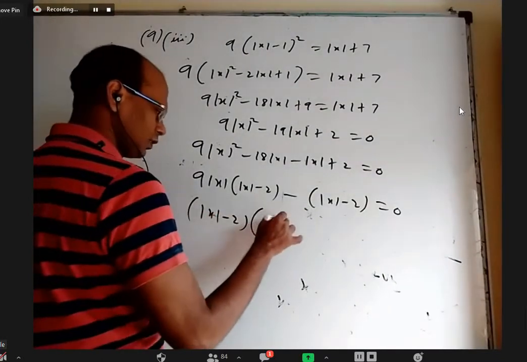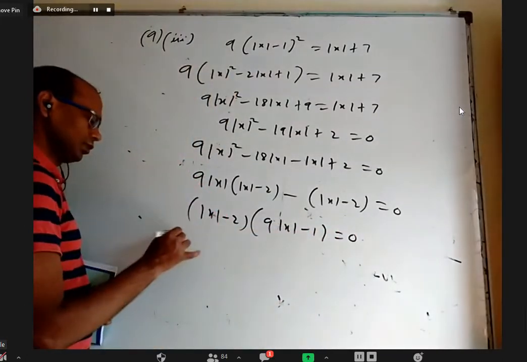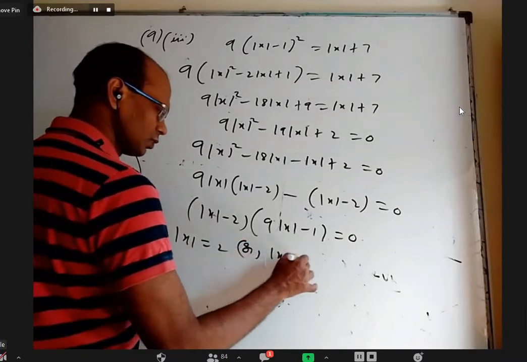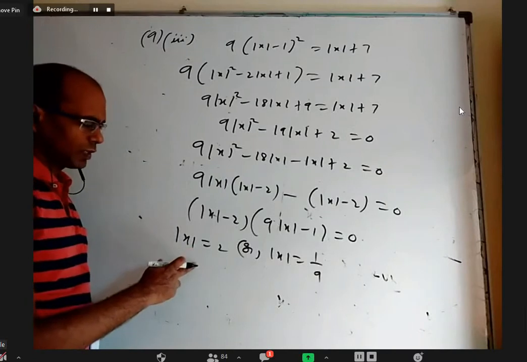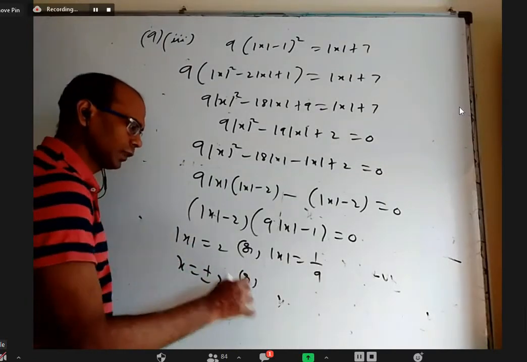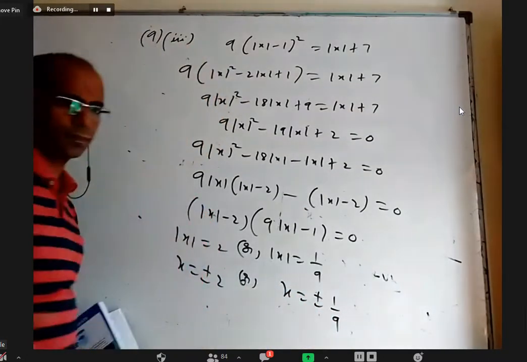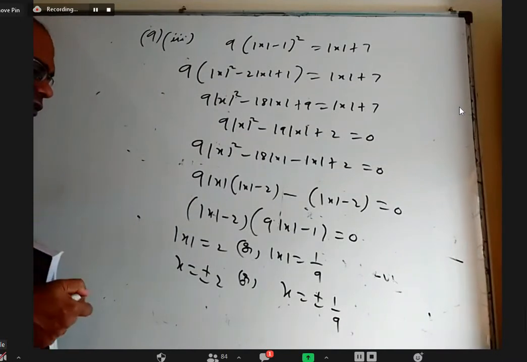I will get 9 mod x minus 1 equal to 0. So mod x equal to 2 or mod x equal to 1 by 9. We'll get two answers from this because mod x is 2 means x equal to plus or minus 2. And here x is equal to plus or minus 1 by 9. All four are correct. And here no need to take x positive, x negative. You can take it, same four answers will come.